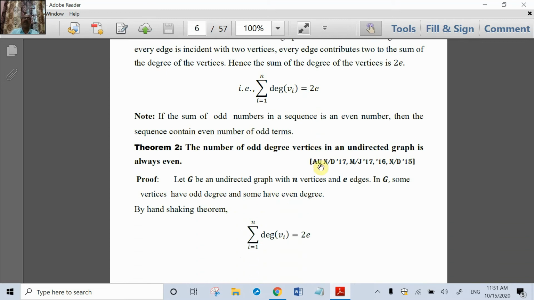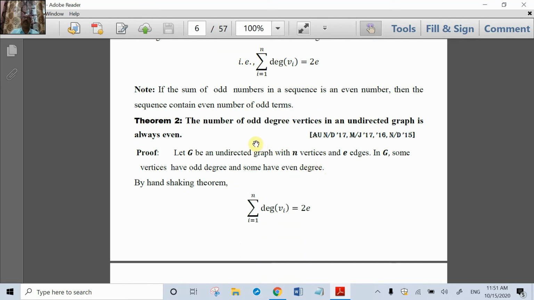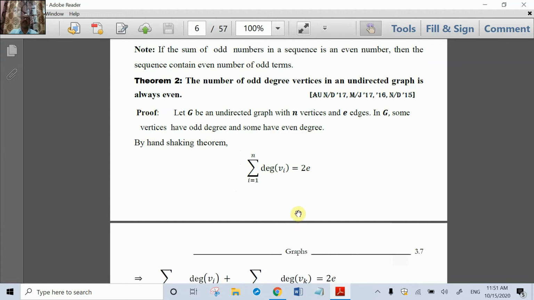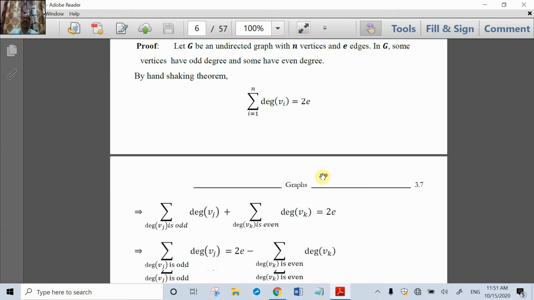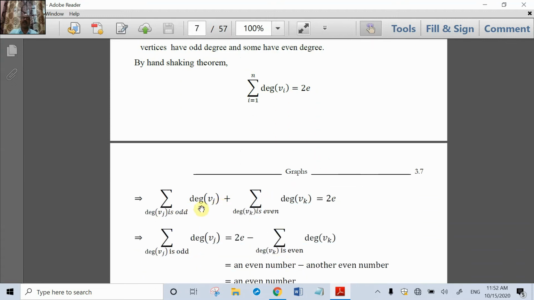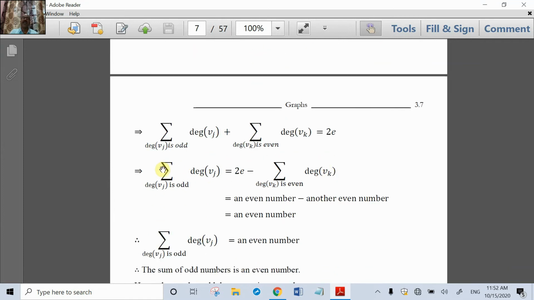Okay. Now, next theorem is a very important theorem. The number of odd degree vertices in an undirected graph is always even. Now see, by the handshaking theorem, the total of the degrees is twice the number of edges. We can split this into 2 parts: one of odd degree, another of even degree, that is equal to 2e. Therefore, sigma odd degree equals 2e minus sigma even degree.